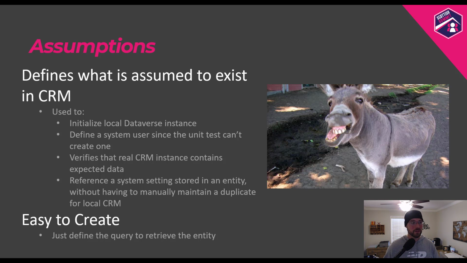Next up, we have assumptions. So this is the time where you have data that you don't want to create for your test. You want to just assume already exists. And this is used to basically initialize your local Dataverse instance by originally using the data from your actual real live version of it. So if you've got, let's say, a particular user or a particular product or something like that, you say, hey, I'm going to assume our product, our 409 formula cleaner, exists.